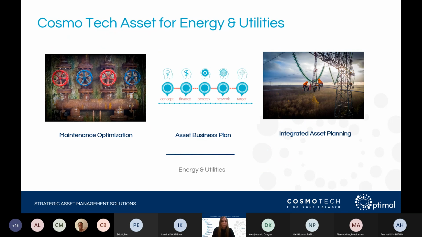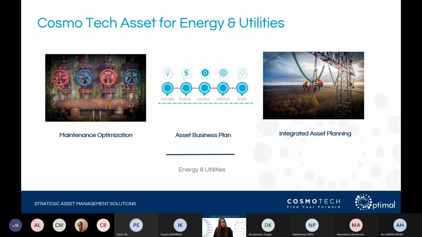Cosmo Tech for energy and utilities focuses specifically on 3 key elements: maintenance optimization, asset business planning, and integrated asset planning overall. Cosmo Tech Asset is perfectly positioned to assist in the maintenance optimization activities, development of the asset business plan, as well as assist in the integrated asset planning.